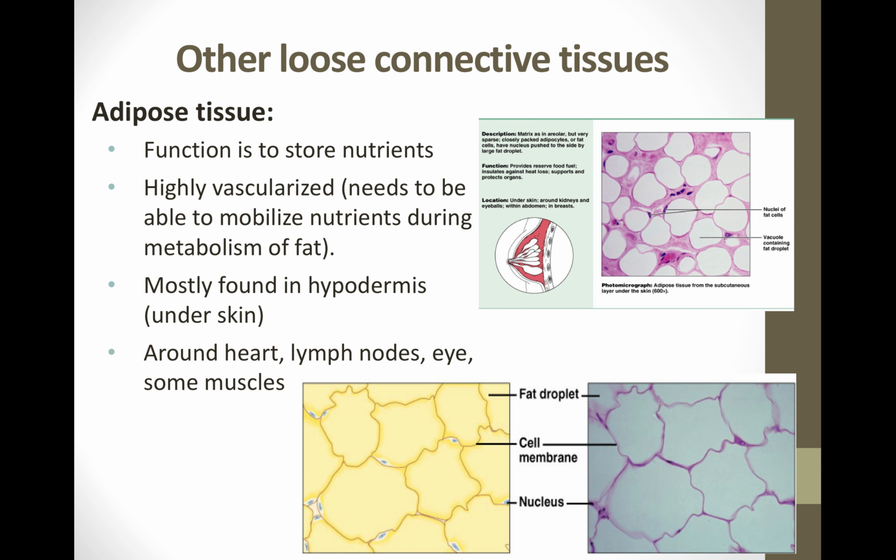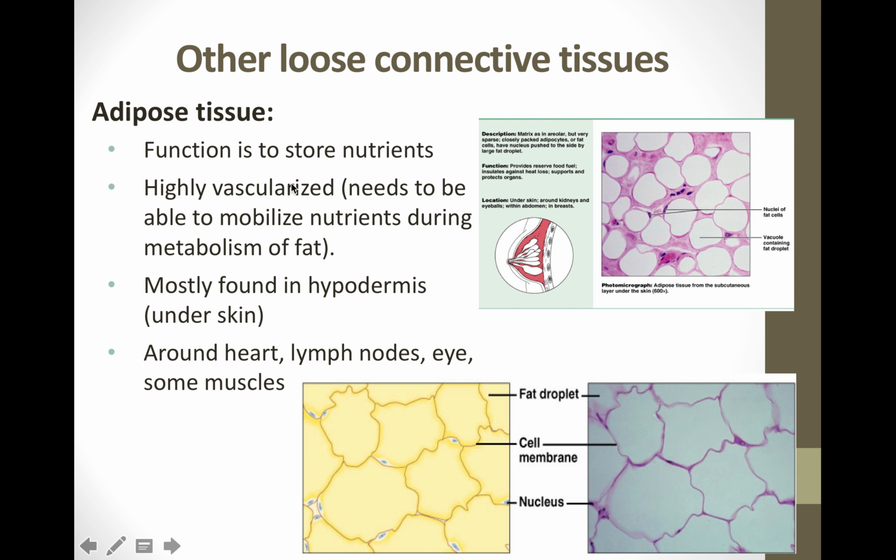The second type of loose connective tissue is known as adipose tissue. Adipose tissue, as the name implies, contains a significant amount of adipose or fat. These cells are very interesting because they have a very limited number of organelles, and the very pronounced organelle you can see is typically the nucleus, shown on the sides of the cell, but the majority of the space is actually taken over by fat.